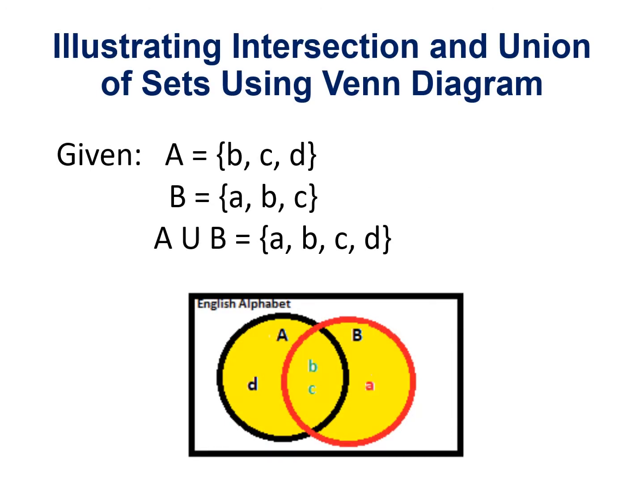Let's try to consider illustrating intersection and union of sets using Venn diagram. So please take note that set A has elements B, C, D. Set B has elements A, B, and C. If you want to find the union of A and B, this is actually the combination of all the elements of set A and B. So just write A, B, and C. Of course, we include D.